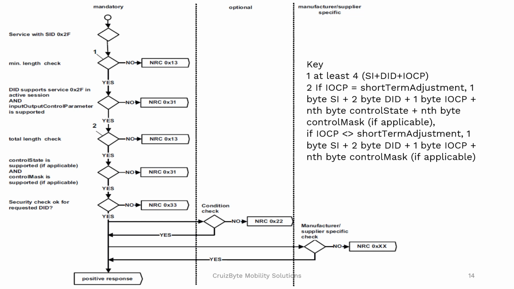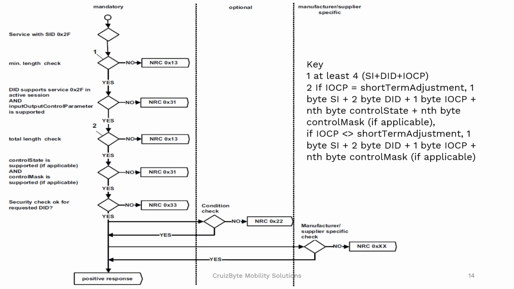That means it includes a 1 byte service identifier, a 2 byte DID, and a 1 byte input output control parameter. Followed by that, it will also have nth byte control state and nth byte control mask, if applicable. As we previously discussed, the n number of signals and its mask are also sent as part of the request.